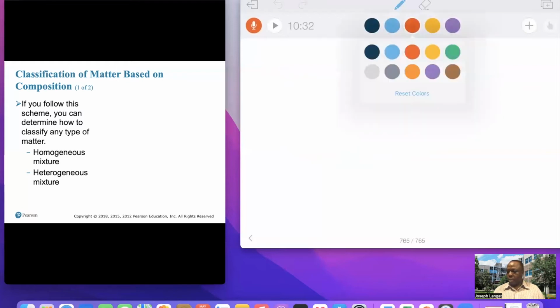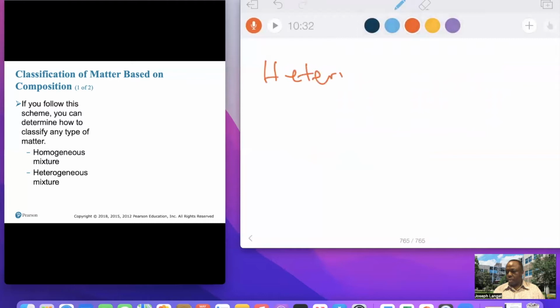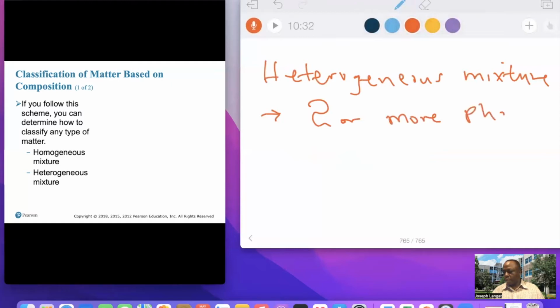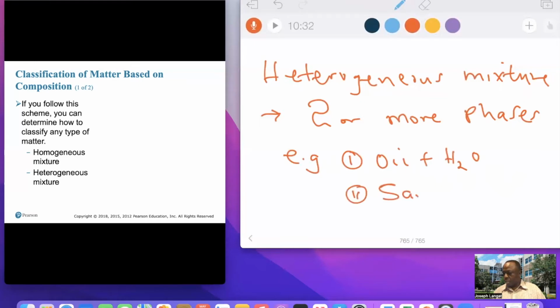Heterogeneous, when we say heterogeneous mixture, it means it has two or more phases. You see two or more layers. For example, you can have oil plus H2O. You try to mix the two, and at some point it will start separating. We can have sand plus H2O, and concrete, for example. Those are just a few examples of heterogeneous.